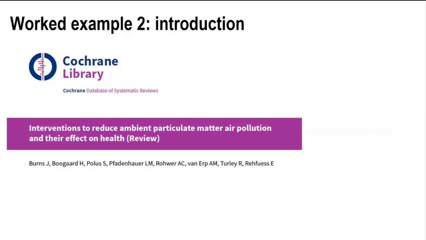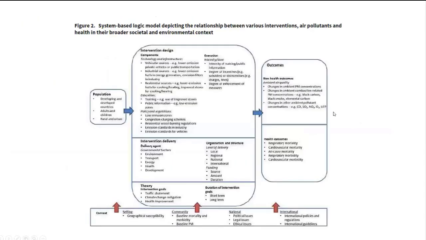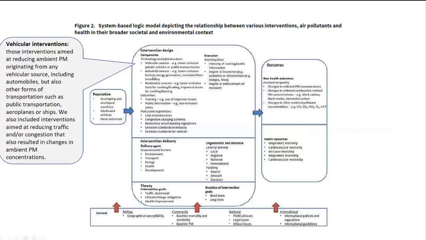This second example is actually a review that's on the library. This is looking at interventions to reduce ambient particulate matter air pollution and their effects on health. And what you'll notice here, this is quite a different scenario to the one I just showed you. This is the logic model for this review. They're looking at a whole series of interventions to reduce air pollution. In particular, I'm just going to focus on the vehicle interventions.